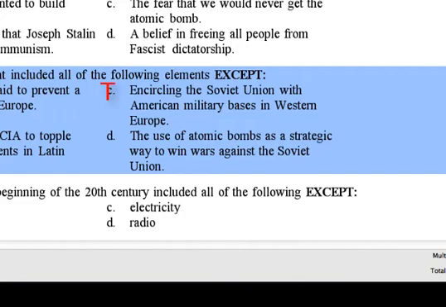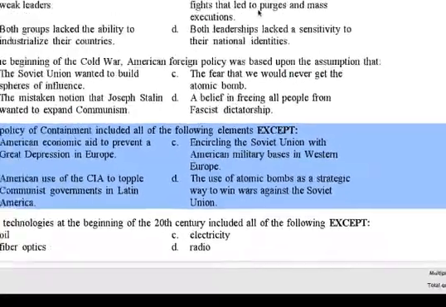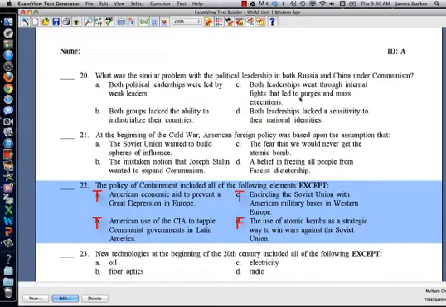D, the use of atomic bombs as a strategic way to win wars against the Soviet Union. Well, there was an arms race, that's true, but we didn't actually use atomic bombs against the Soviet Union because we didn't want to get into a nuclear war. In fact, that's why we used containment. I can put an F next to D. Notice that this is really clear that there is only one false statement, and that's D.